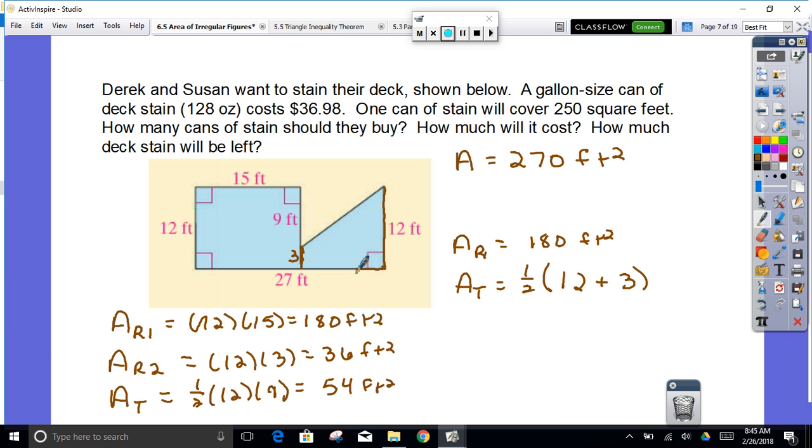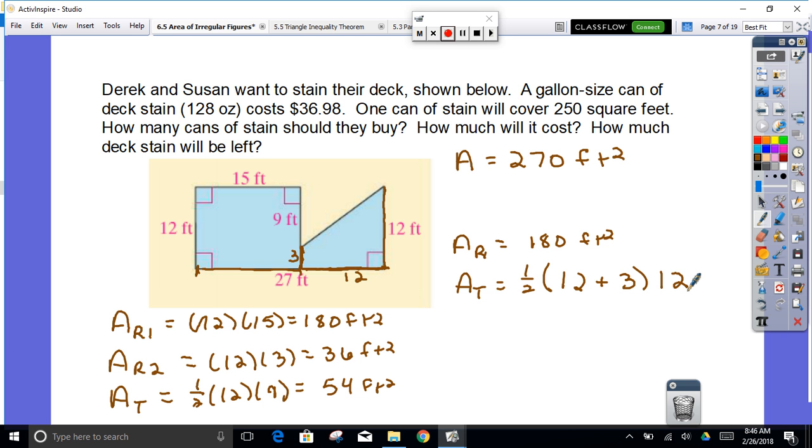And then the height of the trapezoid would be this segment that forms a T or an L with those sections perpendicular. We know that it was 15 on this side of the rectangle, so from here to here was 15, so there would be 12 left over. So we would use 12 as the height.